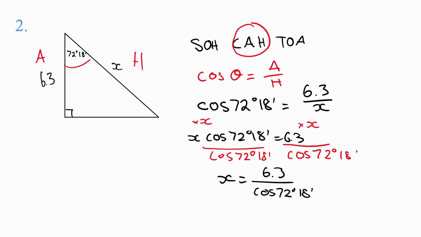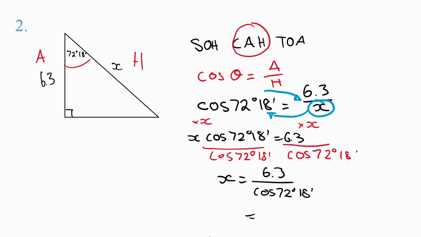The shortcut way is if you ever get the unknown on the denominator, what you do is you just swap those two positions and you end up with the result down the bottom. You don't have to do the times x, then divide by the cos. It'll get you straight to the answer if the unknown is on the bottom.